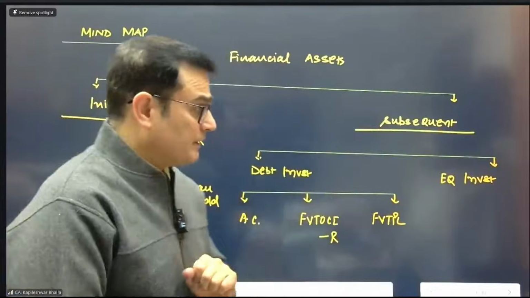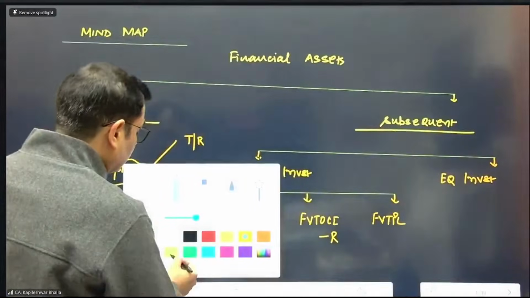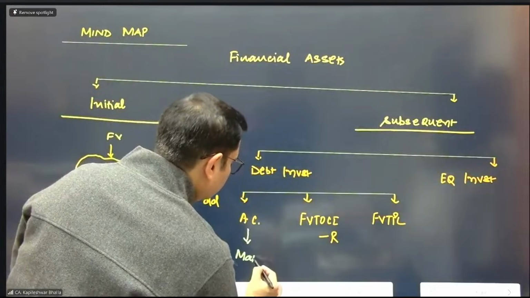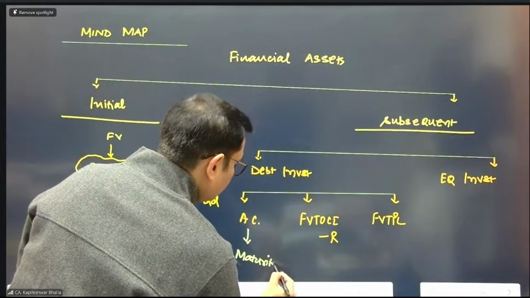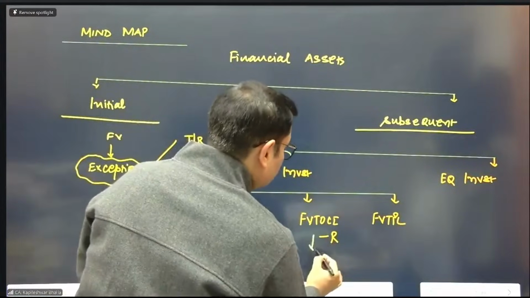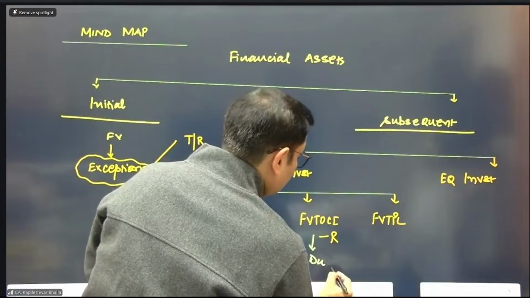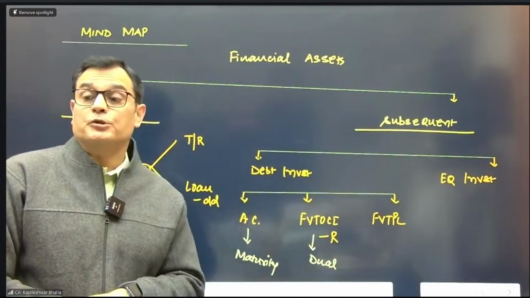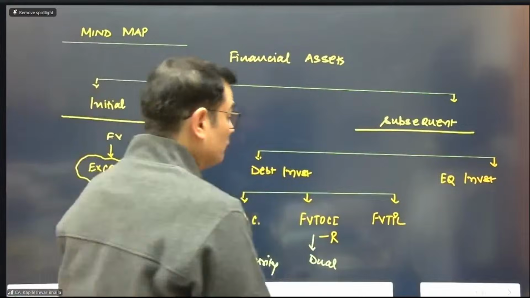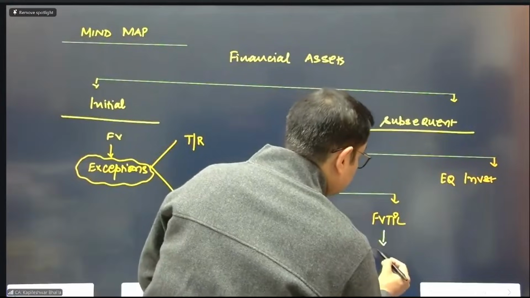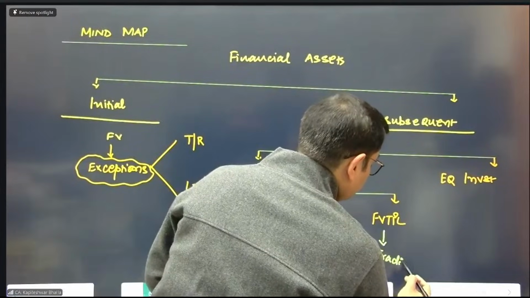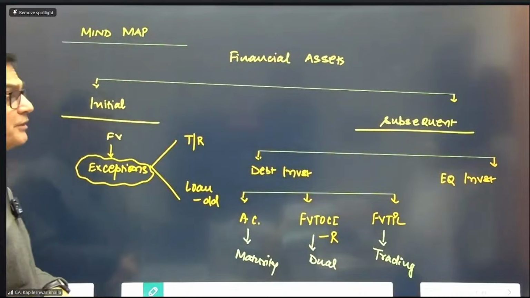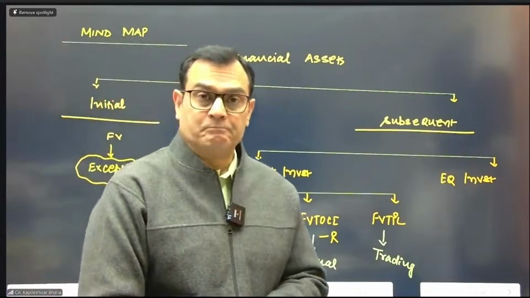In those cases, it all depends upon the business model. When the objective is to hold it till maturity, it is amortized cost. When the objective is dual, either we hold it till maturity or we sell it at the earliest opportunity, then it is FVTOCI. And if the objective is trading, then it is FVTPL. So these are the three broad categories in terms of debt investments.